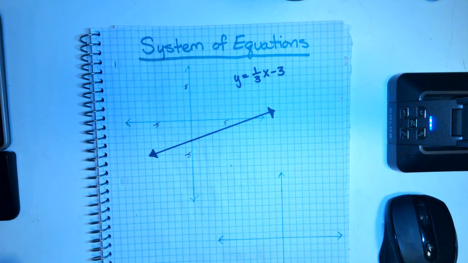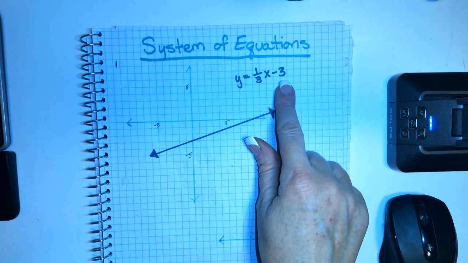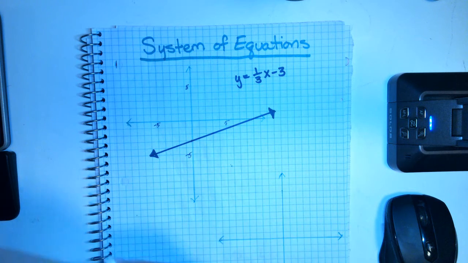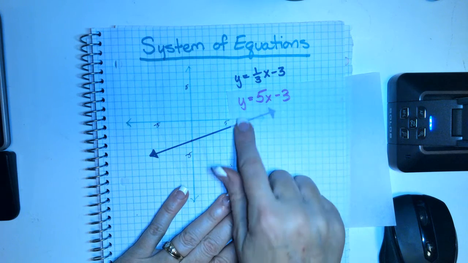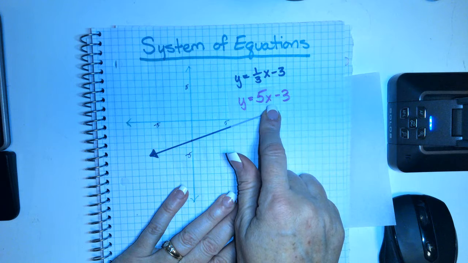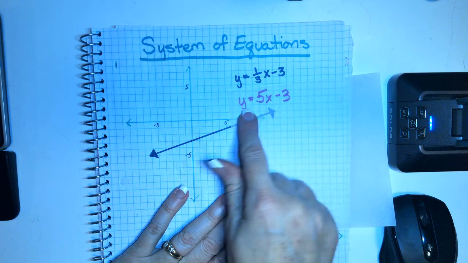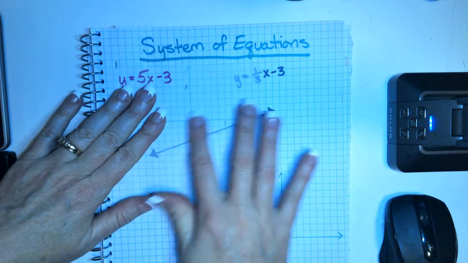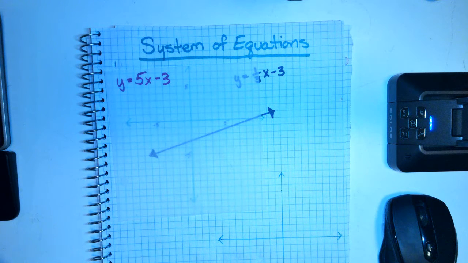Okay, so looking at linear equations. In this case, for my system, my first equation here is y equals 1/3 x minus 3. Now I'm going to add a second equation to that. The second equation is going to be y equals 5x minus 3. So I need to graph this second equation over the top of the first one so I can see where they intersect.